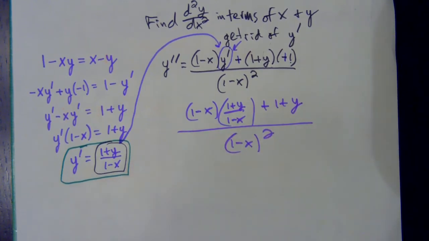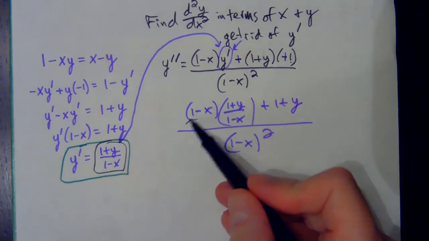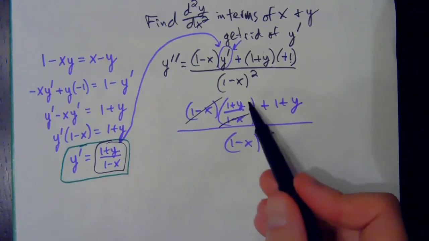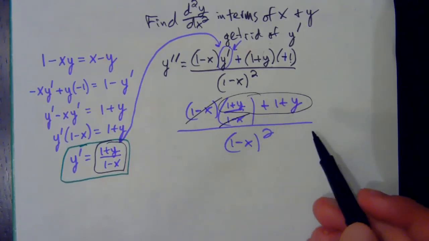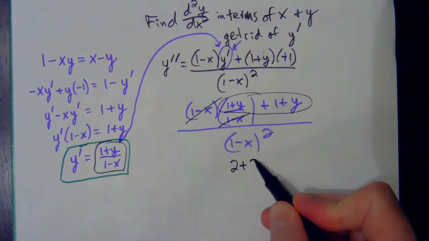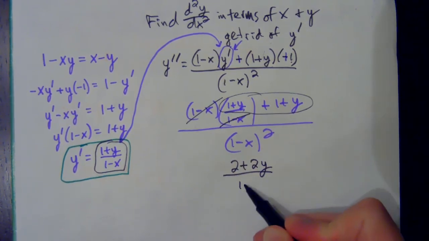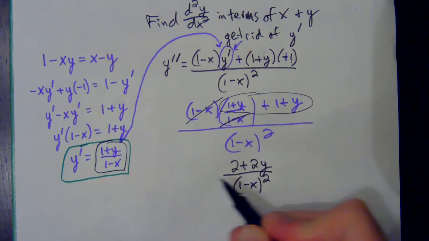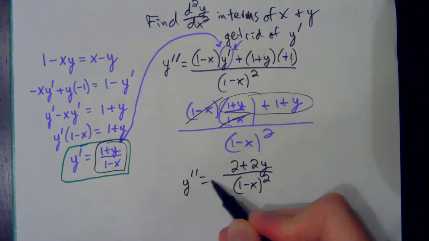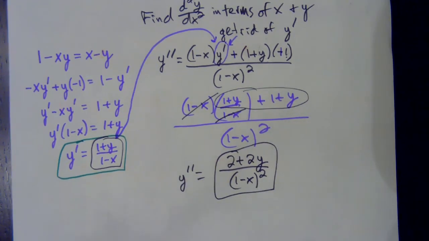And then it won't always happen like this, but on this particular problem, those binomials cancel each other out. You have 1 plus y plus 1 plus y, so it's going to be 2 plus 2y over 1 minus x quantity squared. So this is your second derivative. So you got just a couple of problems like that.